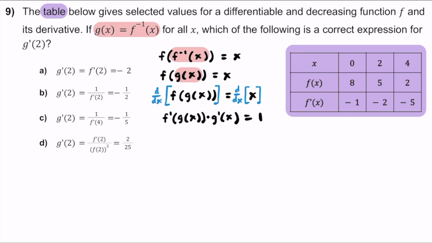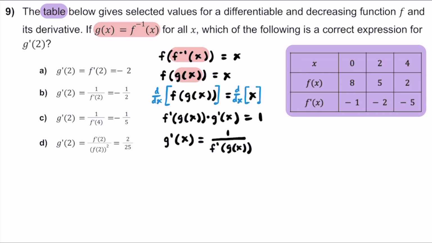So we're trying to get this g prime of 2 alone. Notice that we have this g prime of an x value here. In order to do that, let's divide both sides by this expression over here. And if we do that, we're going to get g prime of x is equal to 1 over f prime of g of x.